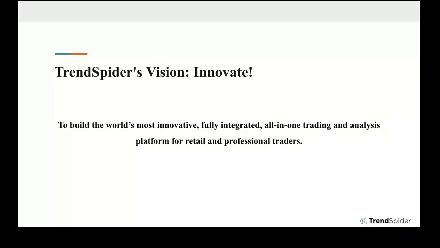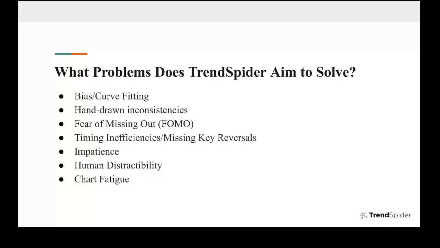We really want to get everybody on the same playing field and provide some of the technology some of the bigger firms use and apply that to the retail setting. Some of these problems that retail traders face and that we're aiming to solve are bias and curve fitting. It's very easy to become very into a position and all of a sudden you're creating a chart based on your bias, drawing your levels rather than having really consistency and basically a system you're following in drawing these levels.